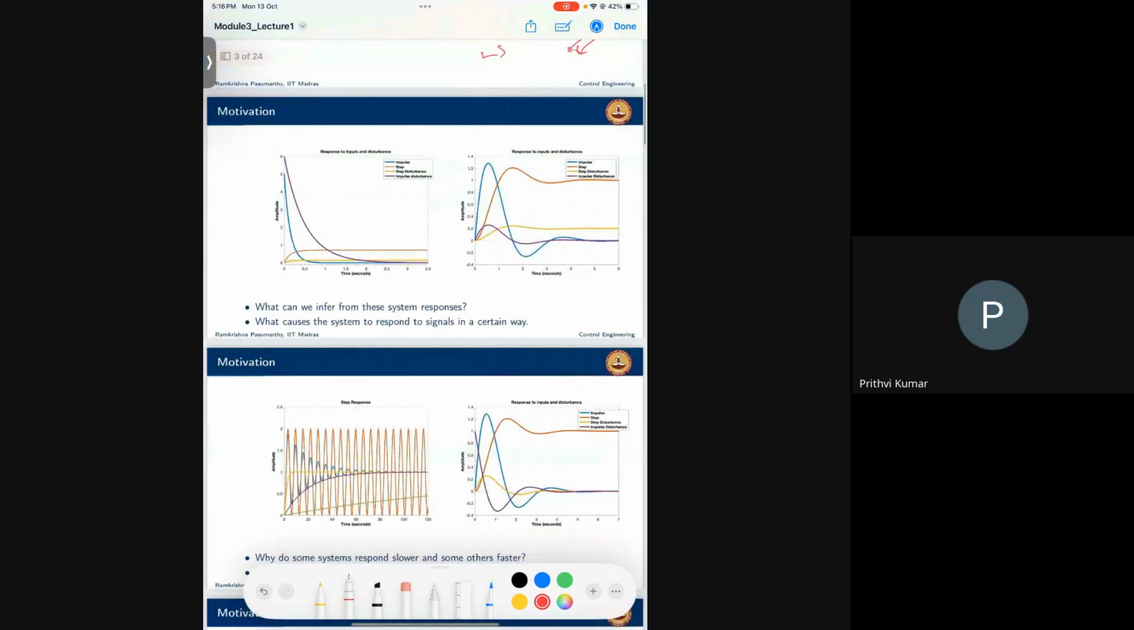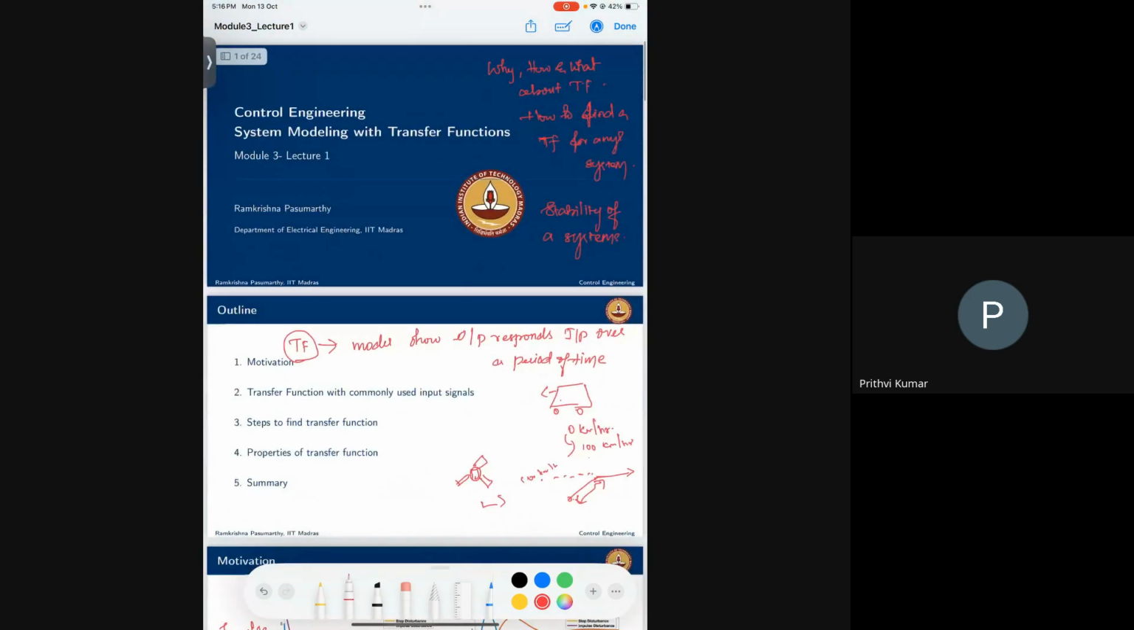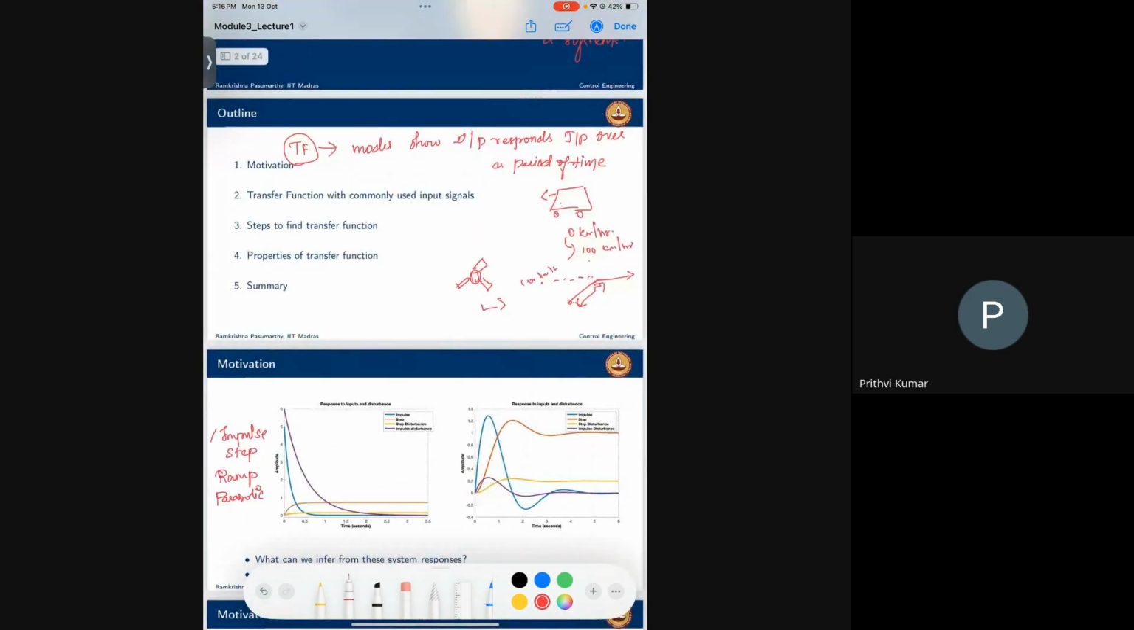Okay. First, if you see here, there are different kinds of inputs. They used impulse and step, both have been used here. Other than this, we have two other inputs, the ramp and parabolic signals. If you have studied signals and systems, you will be familiar with this. Otherwise, I want to give a short introduction to these signals. These four are very standardized signals we use in the control system domain.